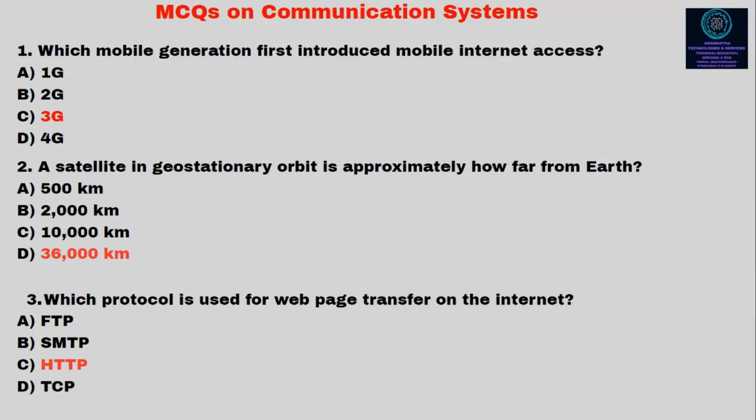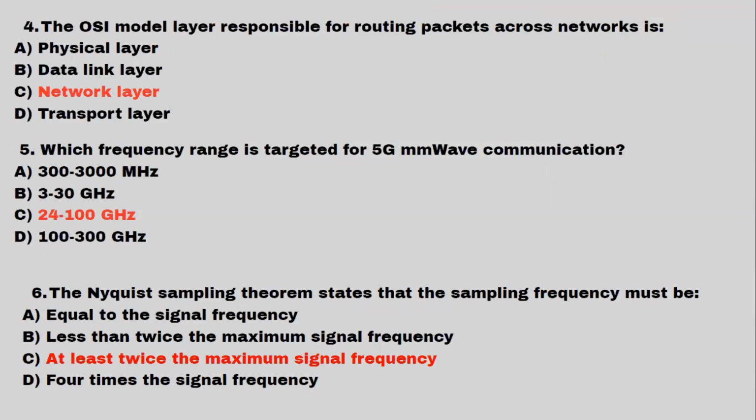The third question is which protocol is used for web page transfer on the internet? That is HTTP. Just now we have seen that. Question number 4, the OSI model layer responsible for routing packets across the network is the network layer. The correct answer is network layer. Question number 5, which frequency range is targeted for 5G mmWave communication? Just now we have seen that also, that is 24 to 100 gigahertz, a very high frequency, targeted for 5G waves.